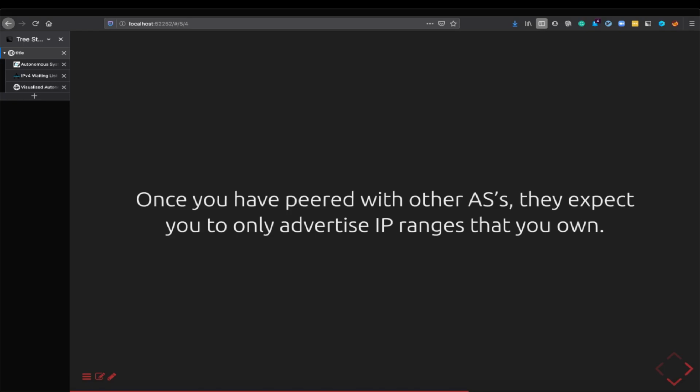Once we have peered with other autonomous systems, peering basically also requires you to sign some kind of agreements with the other peers, saying that you will not advertise IP ranges that you do not own, right? Otherwise it wouldn't make sense if you start publishing maybe Facebook's IP address or something. All the traffic gets forwarded to your autonomous system, which is not legal and it is something that you shouldn't be doing as well.